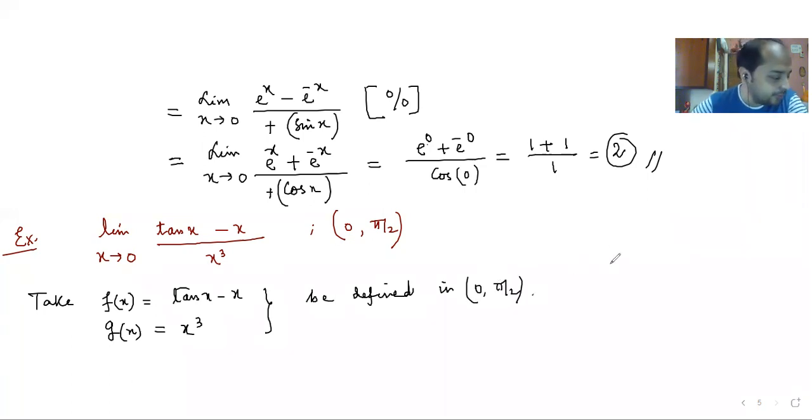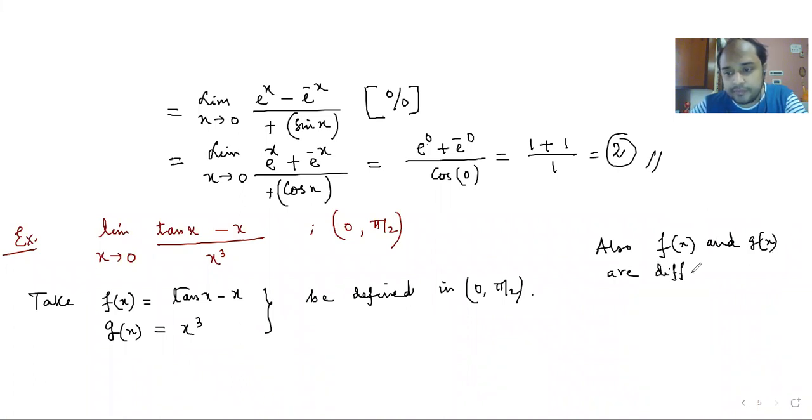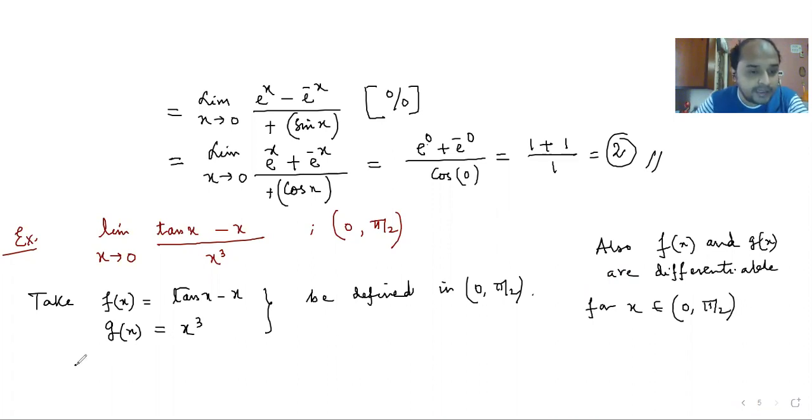Now also f(x) and g(x) are differentiable for x belonging to the open interval 0 to pi by 2, and g dash x is equal to 3x squared, so that g dash 0 is equal to 0.